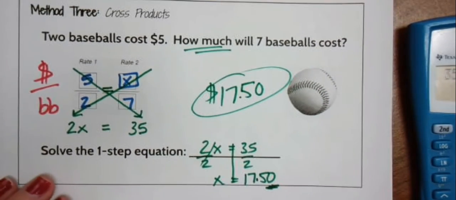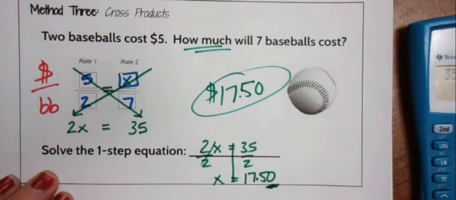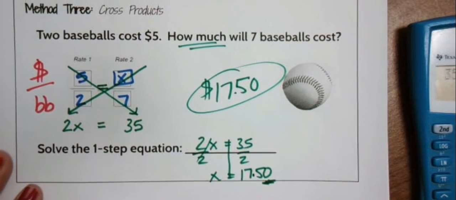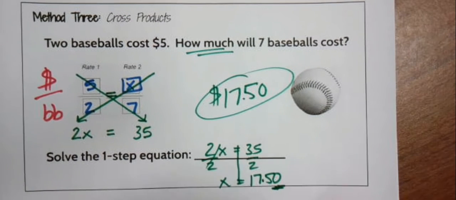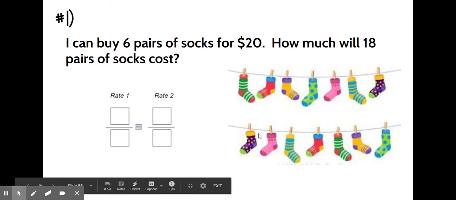And here I use cross products, knowing that they both have to be 35. 2 times what number gives you 35? And you can find that out by solving a one-step equation. Pretty sweet. So this is the diagonal relationship between equal fractions. All right. So let's see now if we can figure out the best method for solving each of the following proportional relationships. We're going to look vertically, horizontally, and diagonally and see which one's going to be our easiest way. Okay, so let's look at example number 1.